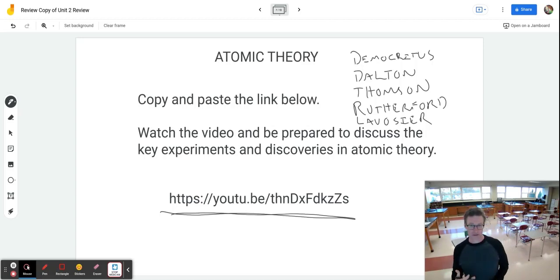In a question, you'd need to be short answer style, be able to explain what those people did and know what they did. So even if I don't tell you who did it, you need to know who did which experiment. So if I mention the experiment, you need to be able to tell me that it was Dalton or Thomson or Rutherford who did it, and what was the discovery that they made.